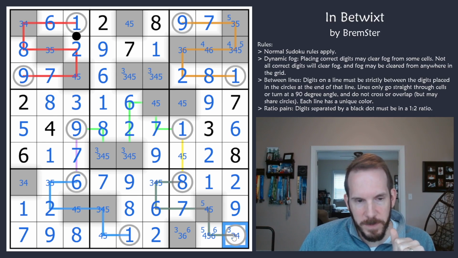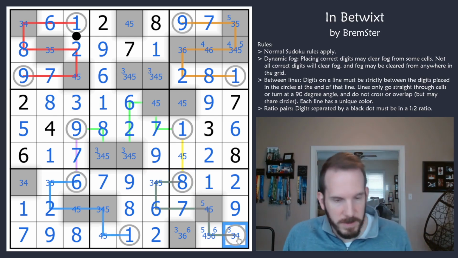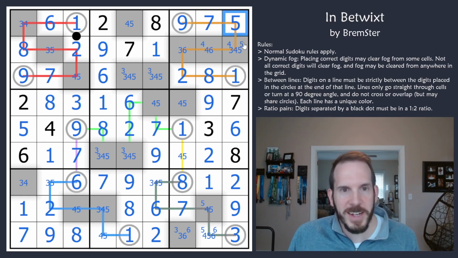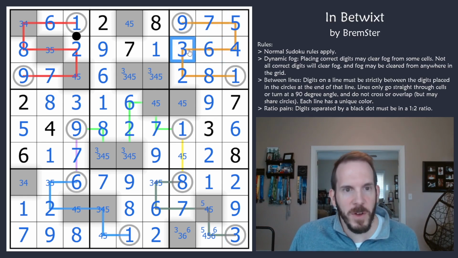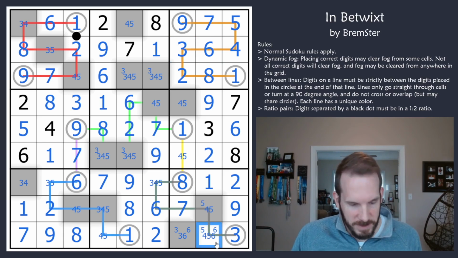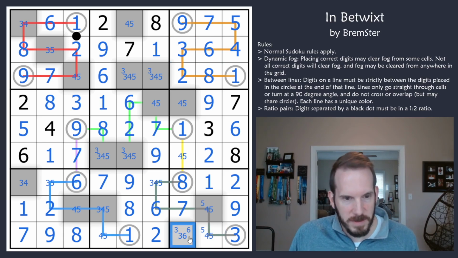If this is a 4, this is a 5 by Sudoku, but this is also a 5 by the between line because it would have to be between 4 and 8. So that would put 2 5s in box 8. So this is a 3. Very tricky ending to this puzzle, but also very cool step. So this isn't a 6. This 3 makes this a 6.